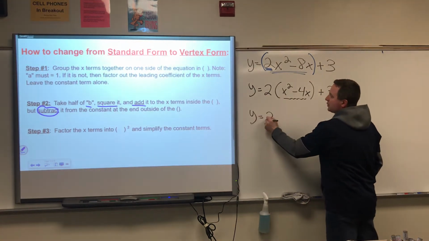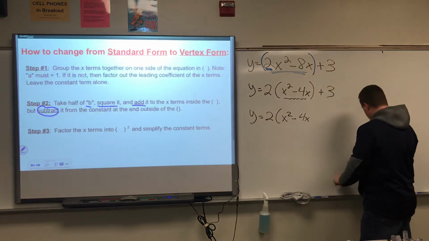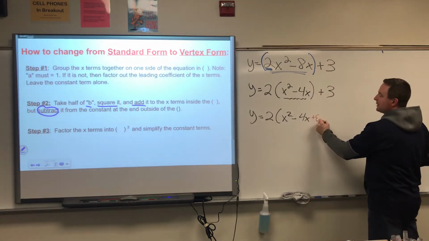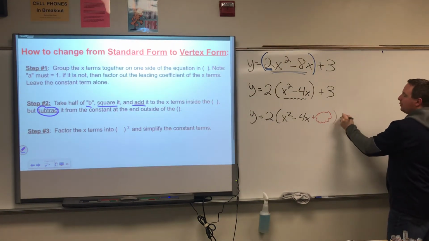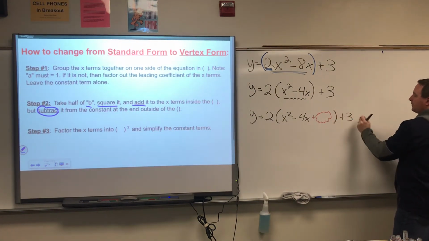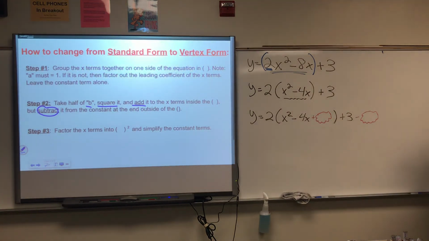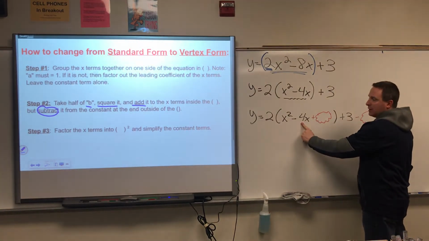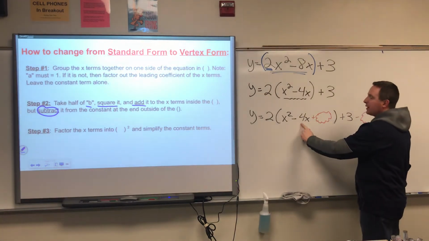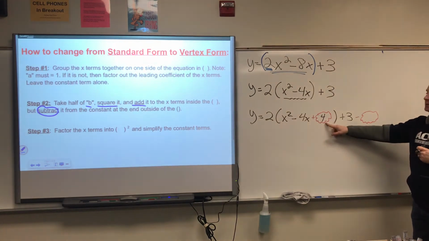So I'm going to have y equals 2 times x, not factor, but we're going to add something. Minus 4x. I'm going to add something to the inside of the parentheses, and then I have my plus 3. And then I'm going to have to subtract something outside the parentheses. Well, what's going to go in this little red bubble here? It's going to be half of b, which is 2. 2 squared, I have to square it, is 4. That's what I'm adding to the inside of the parentheses.